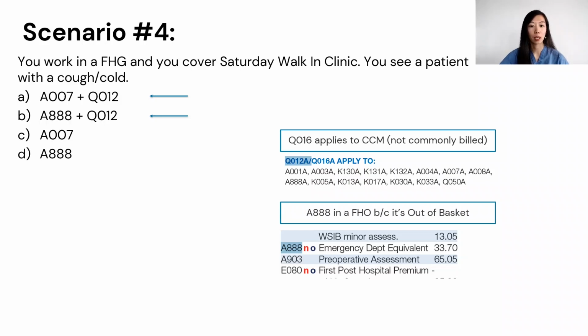So just remember, you don't want to negate a colleague's rostered patient's access bonus by seeing them, so you can bill that code. The other thing is if you work in a FHO and you're seeing someone as part of your walk-in clinic and they're rostered to you, you want to bill that code because it is out of basket. So notice it has the N and the O next to it. That's a memory trigger for that being the out of basket codes.